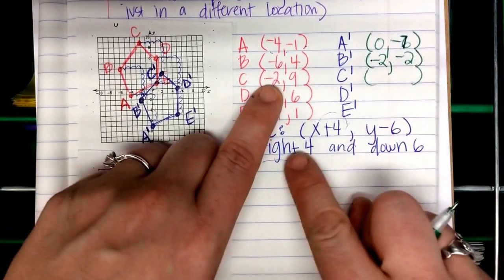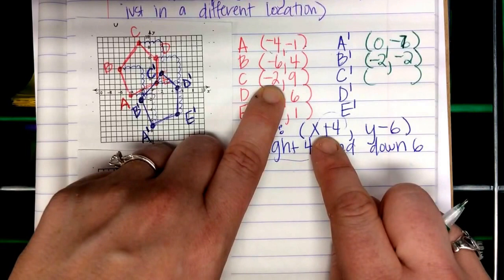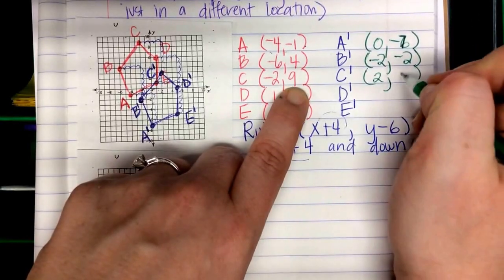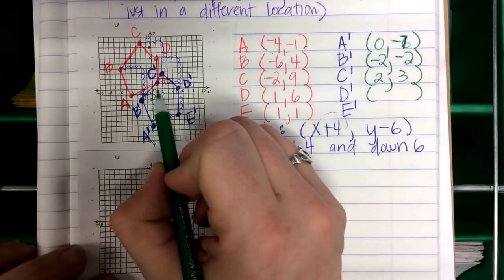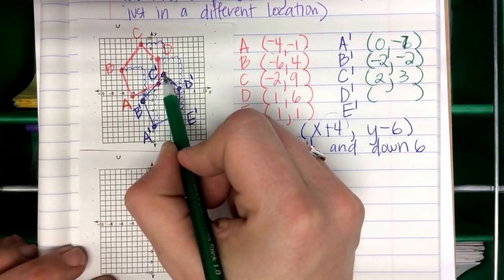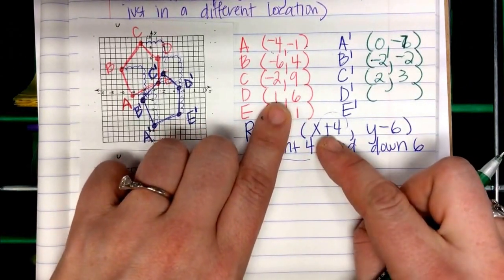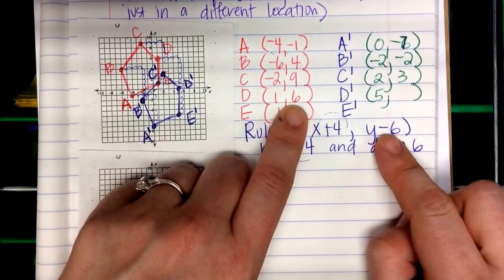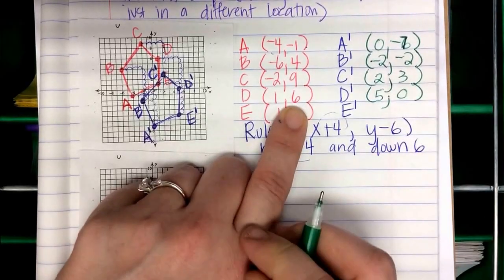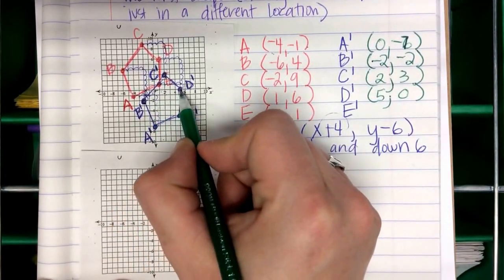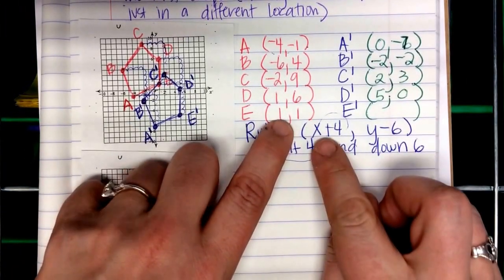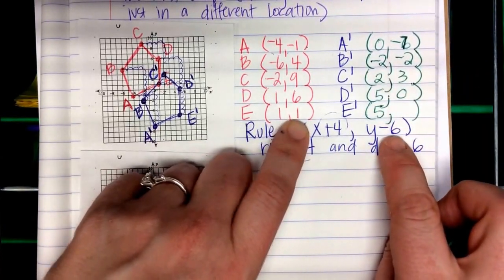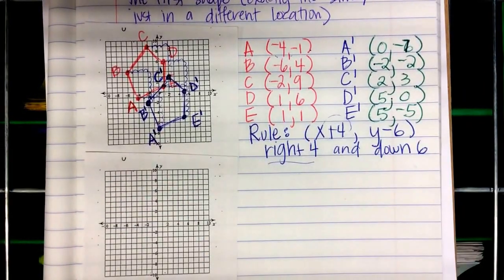What's my C value? X plus 4 is 2. Y minus 6 is 3. We can check. Over 2, up 3. It worked. X plus 4 is 5, and y minus 6. Over 5, up 0. It worked. X plus 4, y minus 6, and there's your translation.